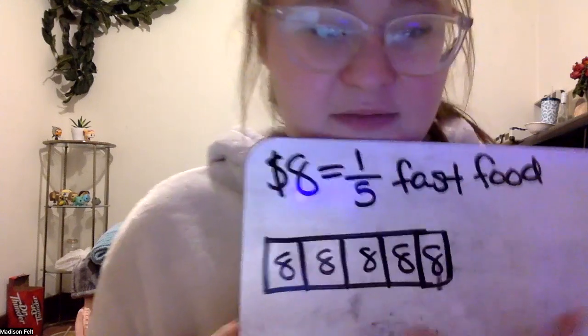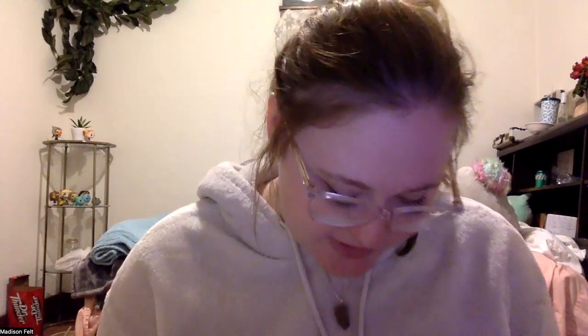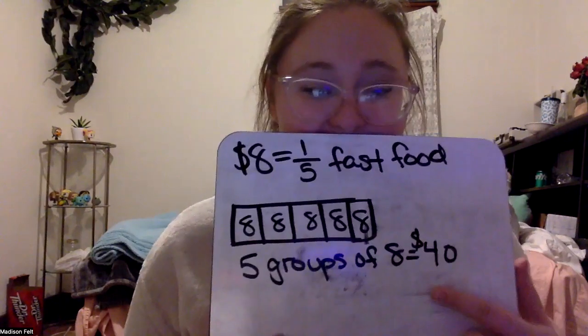Now there are 5 groups of 8 here. So 5 groups of 8 is $40 in total. And he spent $8 on coffee. So $40 plus $8 equals $48. It's a little crazy, that's okay. So we know that 4/15 is equal to $48.